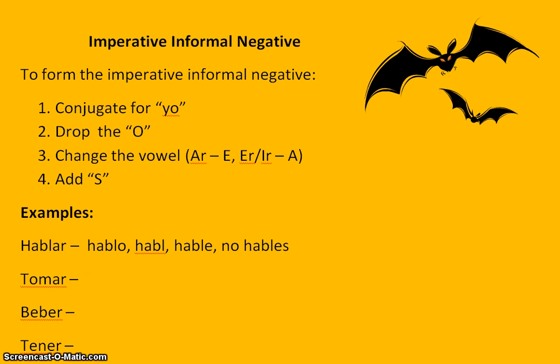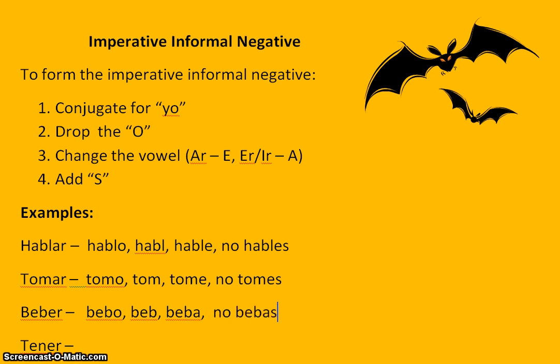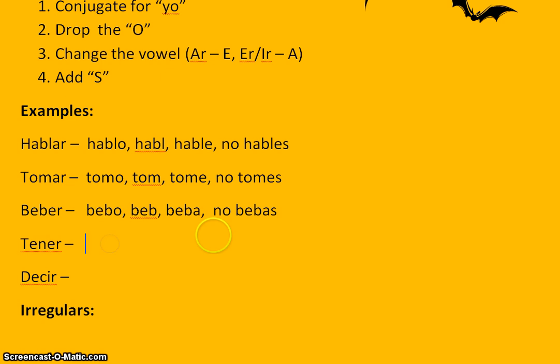Okay, so if we go with tomar, you're going to conjugate for yo, tomo, drop the O, tom, change the vowel, tome, and then we're going to add that final step. Step number 4, add S. You want to do that every single time. No tomes. There's your command. Next one, beber. If you have conjugate for yo, bebo, drop the O, beb, change the vowel, beba, and then you want to add that final S. No bebas leche, bebe agua.